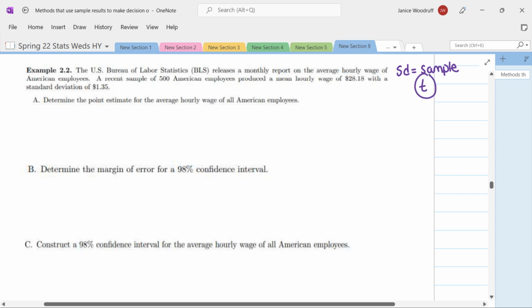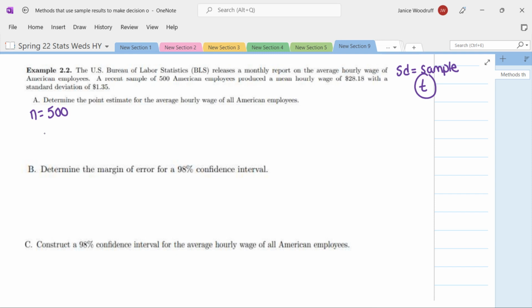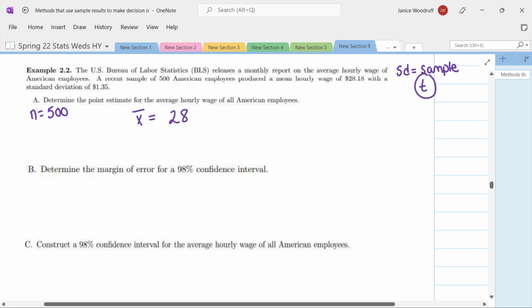All right, let's write down what we have. Sample size, 500. That's a large sample size. So this one, actually, we would use the infinity value on the z chart or t chart. Those would be the same as z. So this one, you could have gotten that first question wrong and been okay. But if it were a smaller sample size like 50, then that's where it really matters. Okay, and then our x bar is our point estimate, 28.18. And then our standard deviation of our sample is 1.35.